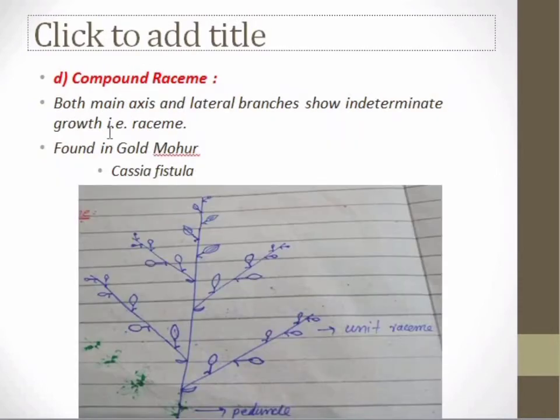Compound raceme: both the main axis and lateral branches show indeterminate growth. In this case, the main axis shows indeterminate growth, meaning young flowers are at the top and the old are at the base, but here the old flowers have converted into an axis, not a single flower. On this axis, again, at the top young flowers are present and at the base old are present. So this is a unit raceme, and these unit racemes combine together forming this compound raceme. This is found in gold mohur, Acacia fistula or Amaltas.